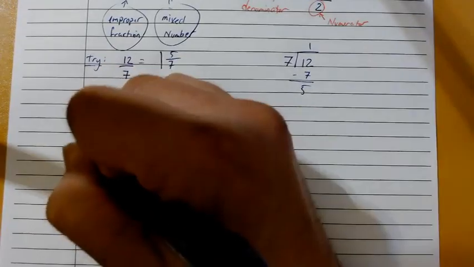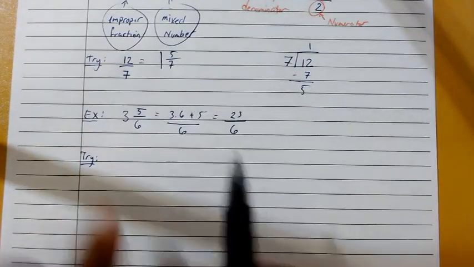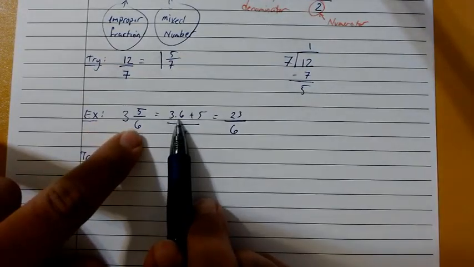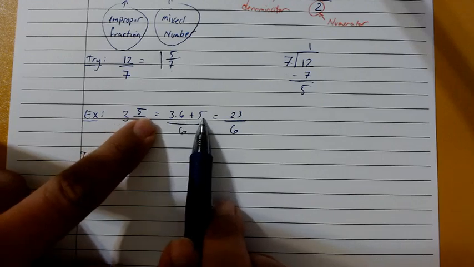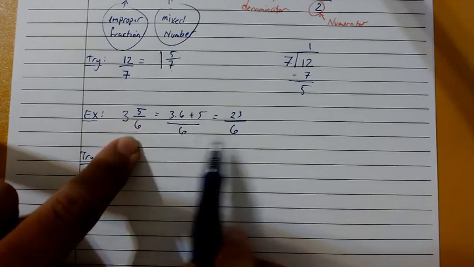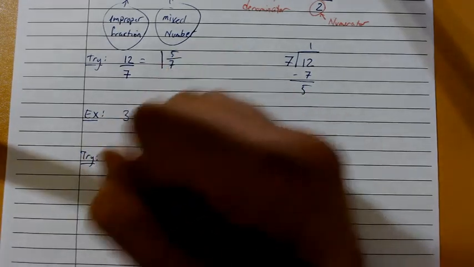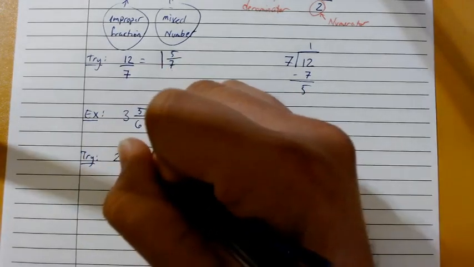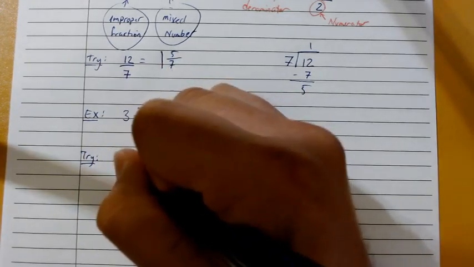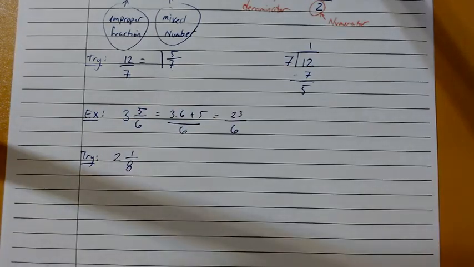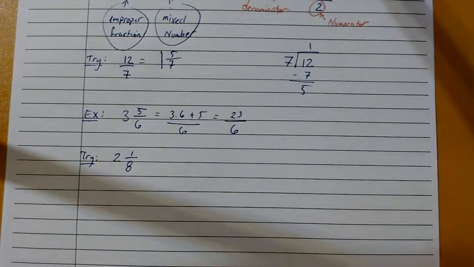So give that a try. Remember the pattern. It's whole number times the divisor plus the numerator. Your divisor stays the same all the way throughout. So give this a try. If you have the number 2 1/8, go ahead and convert that to an improper fraction. Pause the video, and once you have a result, unpause and we'll confirm it together.